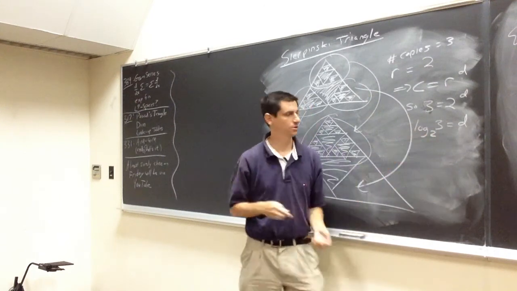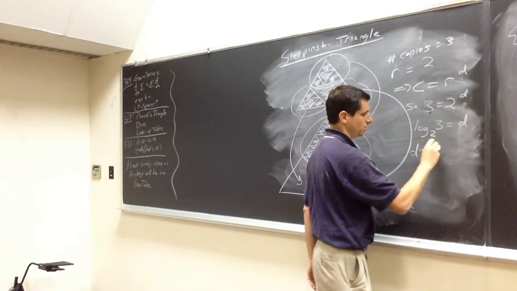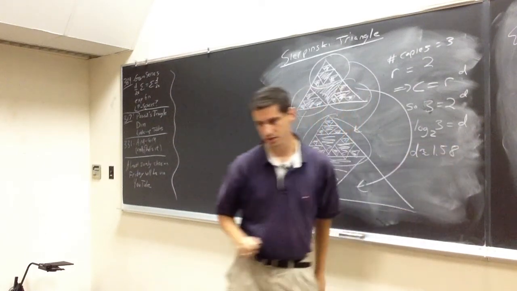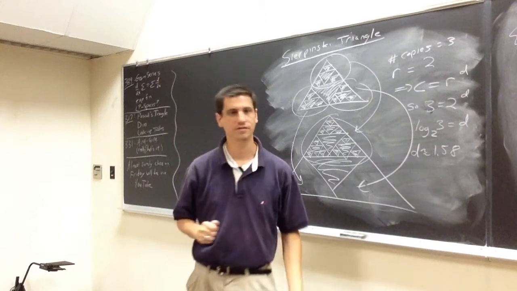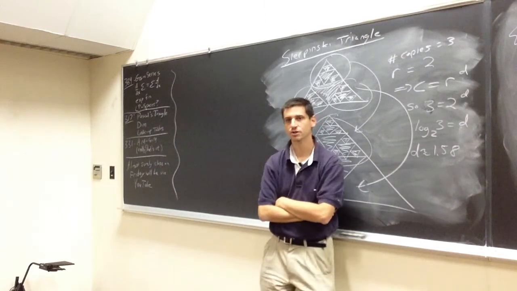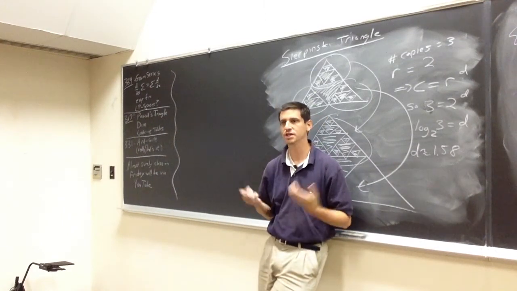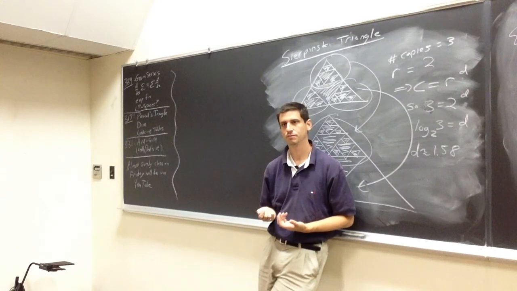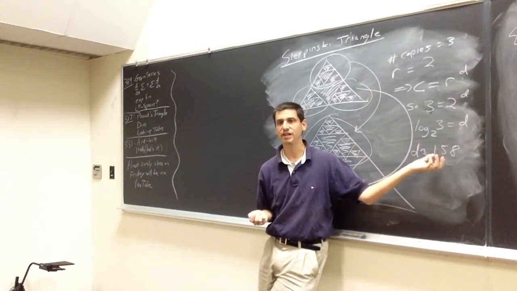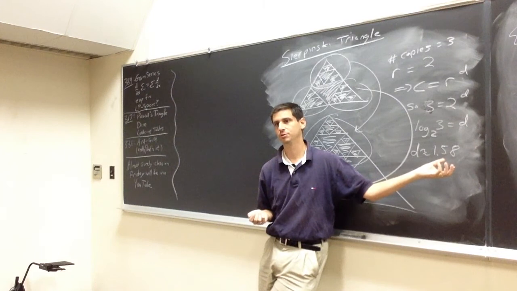Is this answer reasonable? So D is approximately, I think, 1.58. I wrote this down, yes, about 1.58. Is that answer reasonable? Whenever you calculate something, you want to ask, is it reasonable? Where does 1.58 live? Between what numbers?